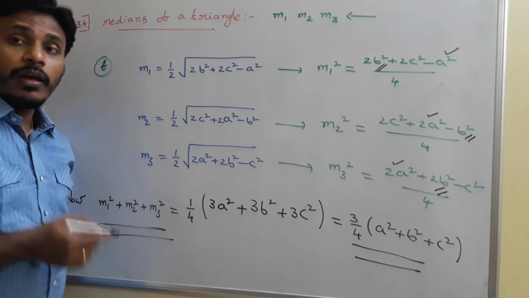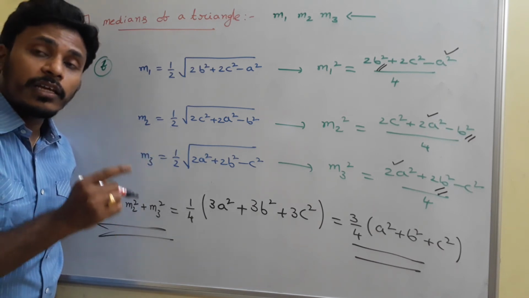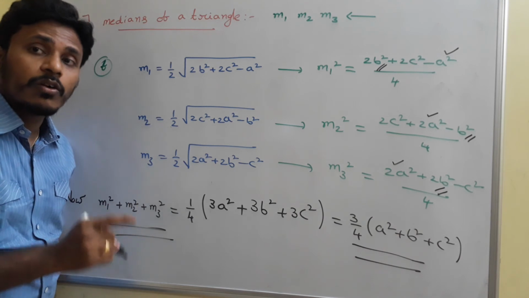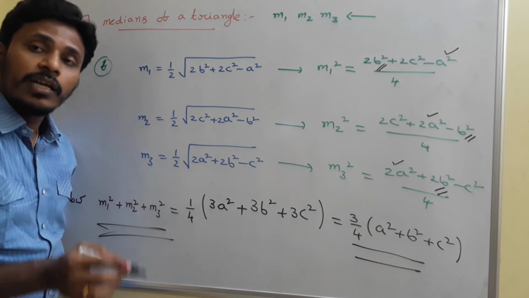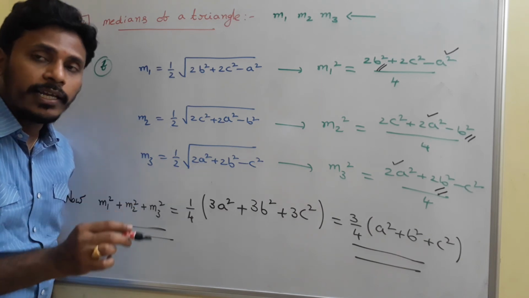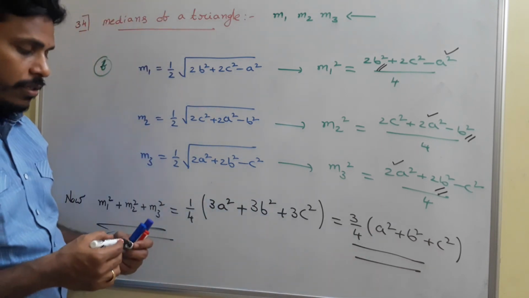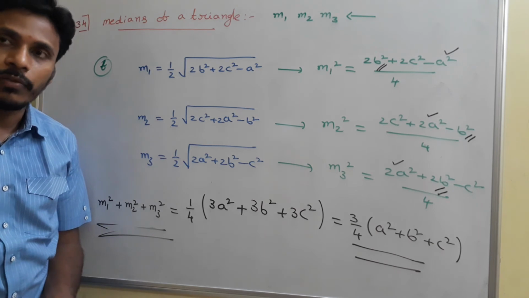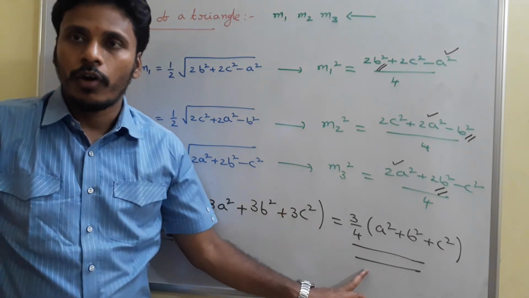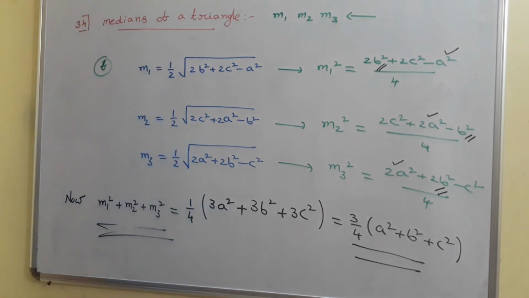Sometimes they won't give you a, b, c. Directly they give you the sum of the squares of the sides of the triangle as some 32, then ask you to find the sum of the squares of the medians of the triangle. So sometimes they give you this a square plus b square plus c square as some 32, and they ask you to find this M1 square plus M2 square plus M3 square. Then you need to use this particular formula, and this is F. Just have a look, and all these things are related to the medians and length of medians.